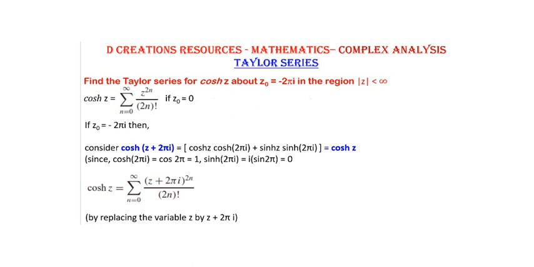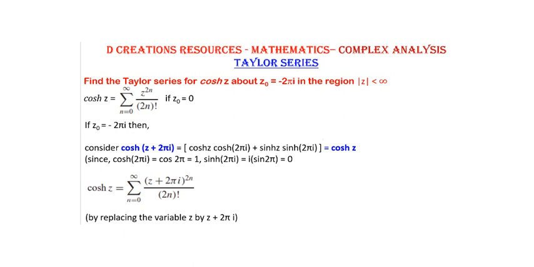So let us look at the expression of cos of z plus 2 pi i. Now if you expand it, it is cos z cos 2 pi i minus sin z sin 2 pi i. Now cos 2 pi i is equal to cos 2 pi, which is 1. So if you substitute it in the first term, you get only cos z, and sin 2 pi i is i into sin 2 pi, which is 0. So the second term vanishes. So the answer is just cos z.